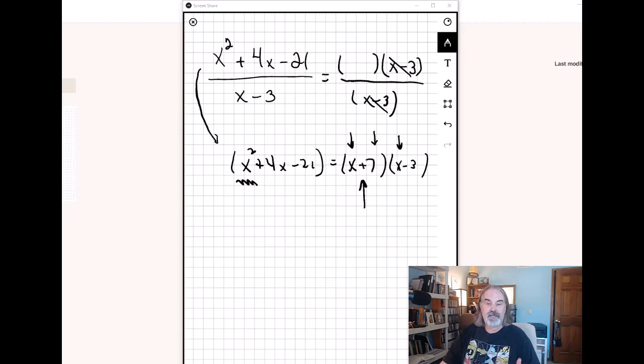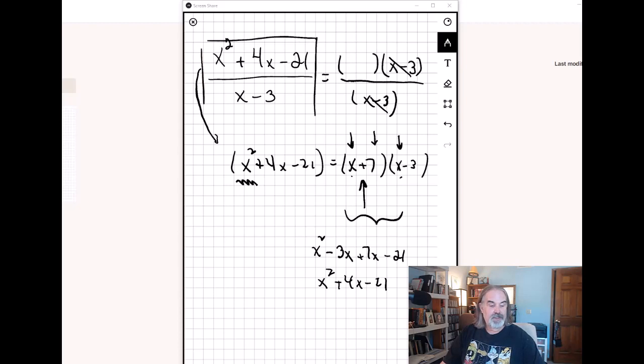And then does this magically produce the 4x in the middle if we go back and forth? Well, if we take the thing on the right and multiply it out, we would get x squared from the first terms, then we'd get a minus 3x from the outer terms, a plus 7x from the middle terms, and a minus 21. And sure enough, that's x squared plus 4x minus 21. Okay, so the numerator of our quotient does indeed factor to x plus 7 times x minus 3.